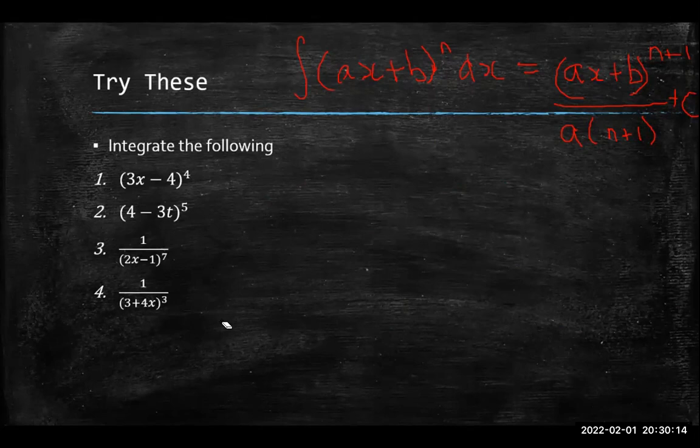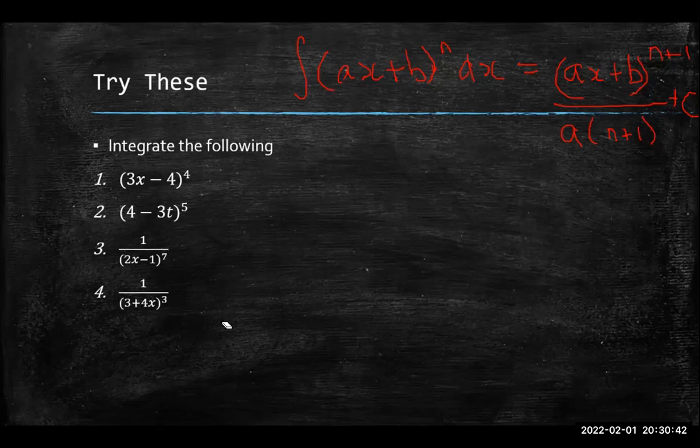The answer for number 2 is, in brackets, 4 minus 3t, close brackets, to the power of 6, all over 4, and to the right we have plus c, over 4. Check that again, miss.